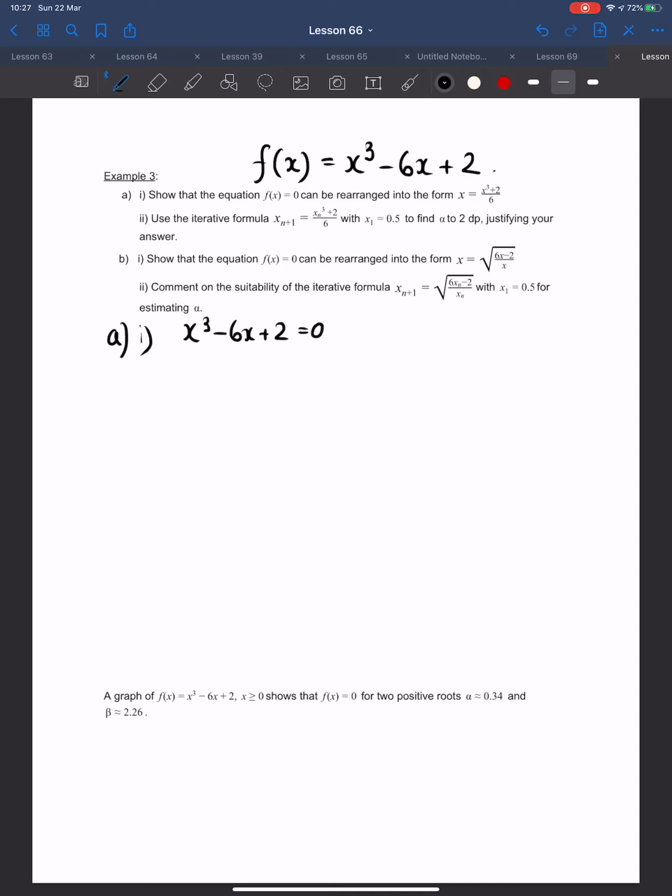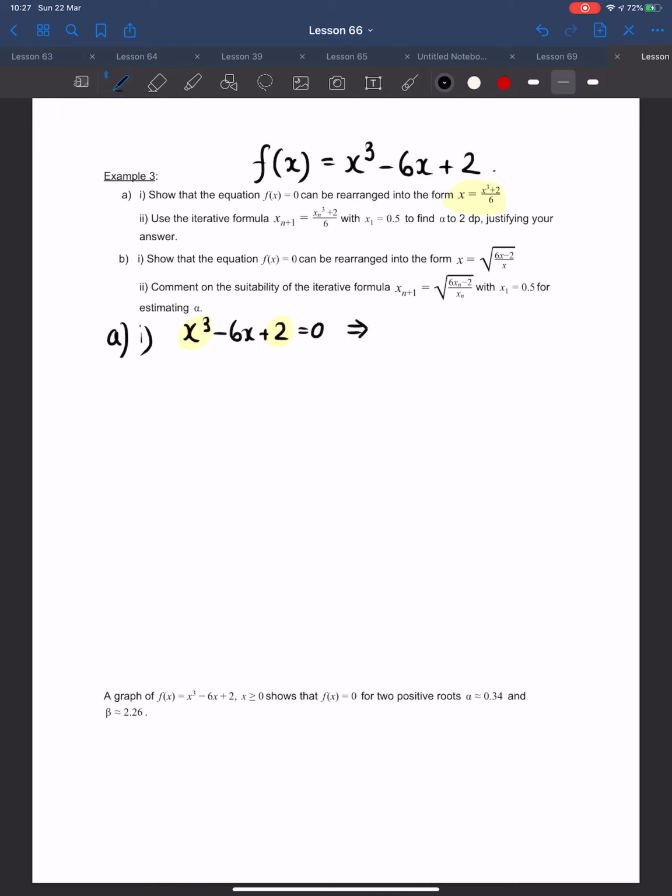See, with this numerical iteration method, you can solve all sorts of equations as long as you can rearrange them and get an x on the left and everything else on the right. Sometimes they work, sometimes they don't work, but this is what we've got to do. So if we look at what we want here, we want x equals x cubed plus 2 over 6. Well, look, there's the x cubed and there's the 2, both positive on one side, divided by 6 and the x on the other.